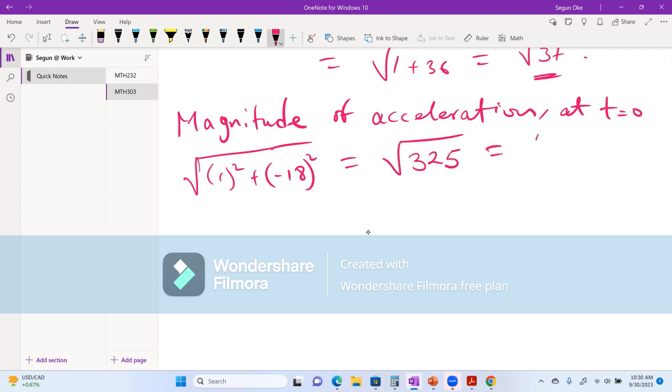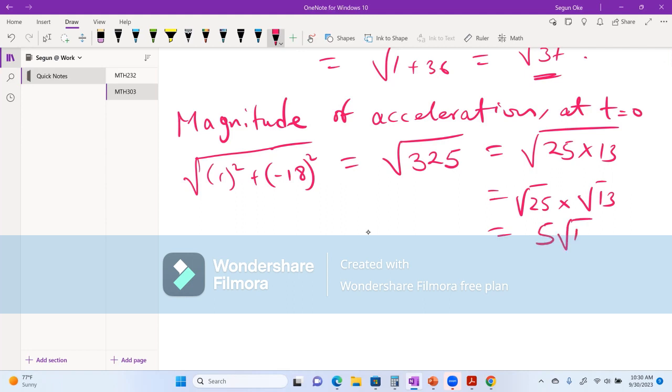Which is the same thing as square root of 25 times 13, which is the same thing as square root of 25 multiplied by square root of 13. That is 5 root 13. That is what you have. Any question? Does it make sense? Yes, sir. Okay.